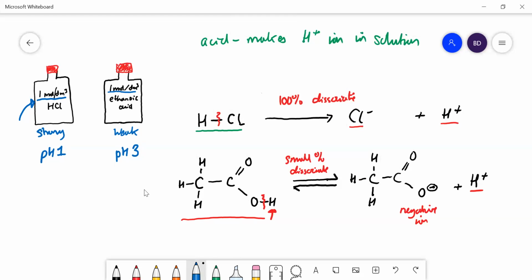The HCl, all of it dissociates, so the hydrogen ion concentration will be pretty high. It'll be like 1 mole per decimeter cubed. Whereas here, it's only a small proportion. It's got a low hydrogen ion concentration.